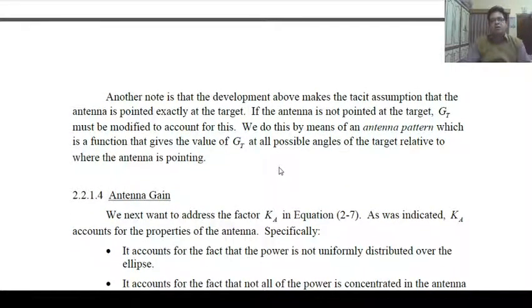Another note is that the development above makes the tacit assumption that the antenna is pointed exactly at the target. If the antenna is not pointed at the target, G_T must be modified to account for this. We do this by means of the antenna pattern, which is a function that gives the value of G_T at all possible angles of the target relative to where the antenna is pointing.